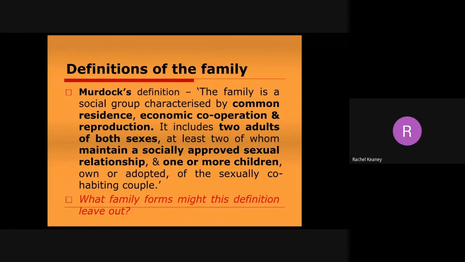having the next generation. So according to Murdoch, it includes two adults of both sexes, at least two of whom maintain a socially approved sexual relationship, and one or more children, own or adopted. So it could be biological children or adopted children of the sexually cohabiting couple. So the people who are living together in a romantic sexual relationship, it's their children or their adopted children as part of the family. So can we think of any family forms this definition might leave out?